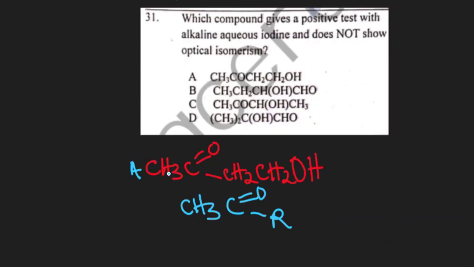You can see that A is of the form methyl carbon O, and that is the condition for positive iodoform. So A actually shows positive iodoform, and A is not optically active because there is no chiral carbon, unlike C, which has a chiral carbon. So option A is the best answer.